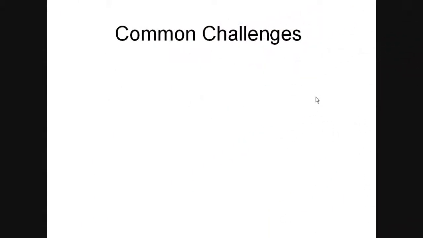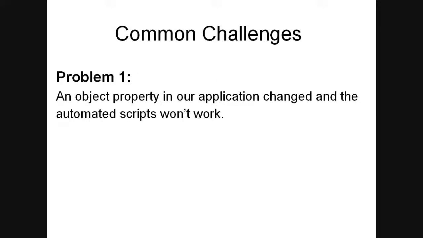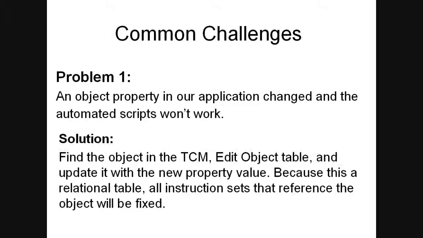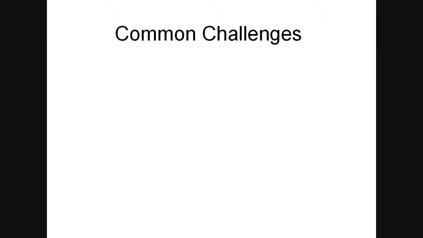Let's discuss some common challenges that can disrupt our test case execution and how we can react to them with TCM. Problem 1. An object property in our application changed and the automated scripts won't complete. Solution. Find the object in the TCM Edit Object table and update it with the new property value. Because this is a relational table, all instruction sets that reference the object will be fixed.